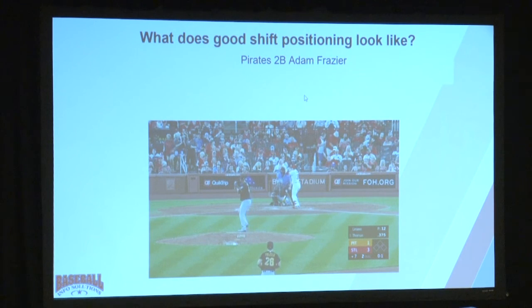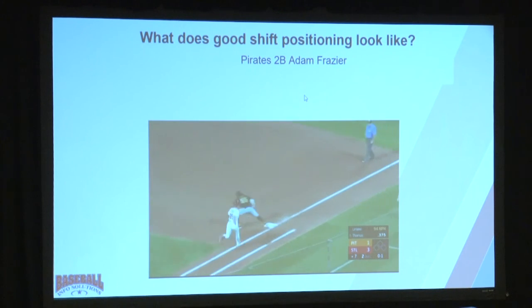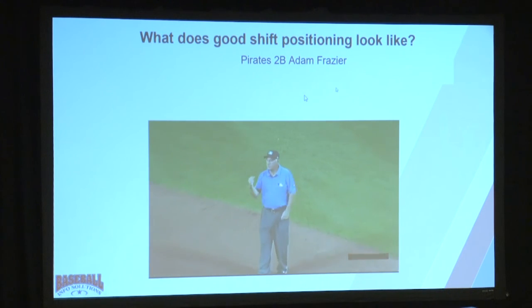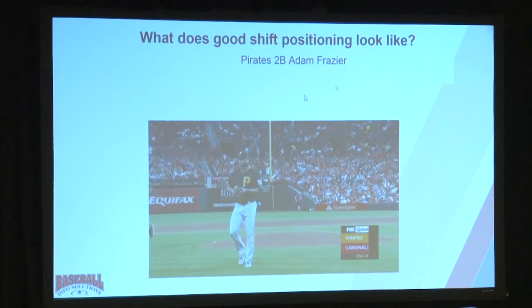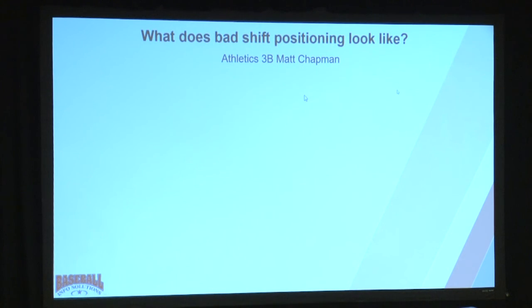All right, so what does good shift positioning look like? Here's one for Adam Frazier again. He's basically placed perfectly there. It's a ground ball that's hit right to him in a defensive shift. The previous system did not evaluate the play for Frazier. In the new system, he gets a small credit because he does have to complete the play, but the bulk of the credit for that goes to positioning. And what we're trying to do here is give you a peek under the hood, I guess, for how defensive runs saved works, and how we come to do what we do in terms of defensive evaluation.